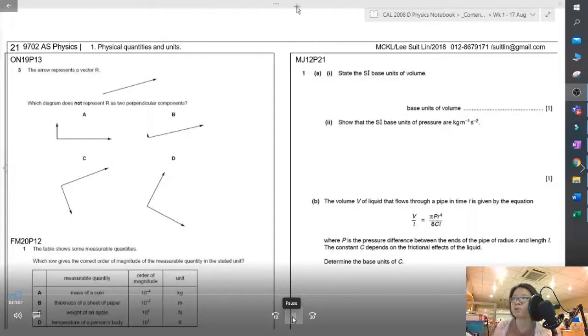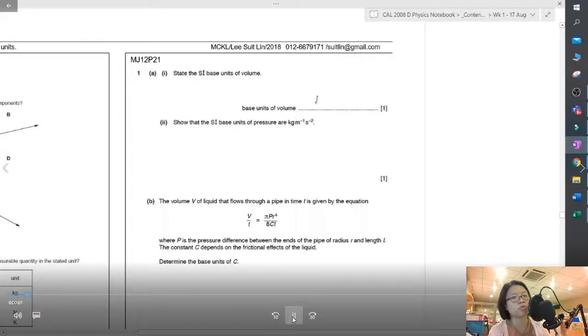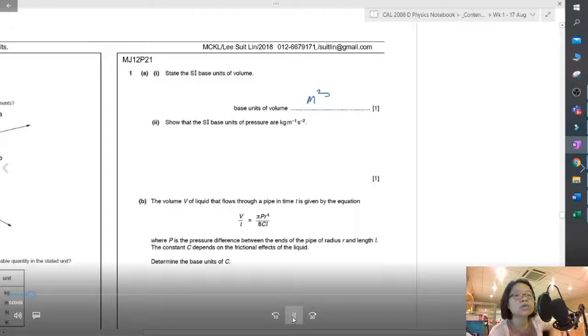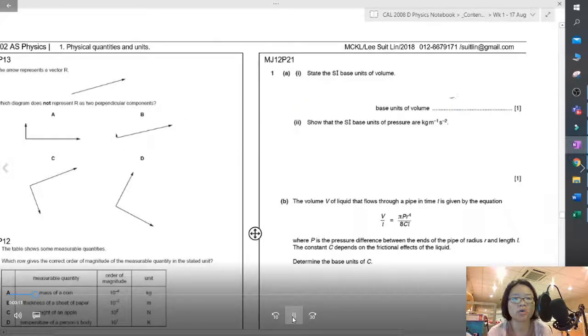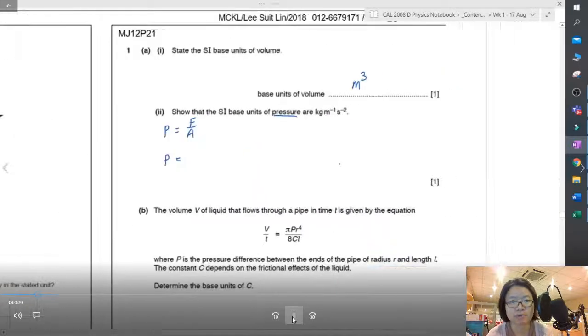This is page 21 from MJ12 Paper 21. Okay, so you can flip to your handouts, page 21. Alright, so the base SI unit for volume will be meter cube. Okay, and then show that the base SI units for pressure is kilogram meter -1 s -2.